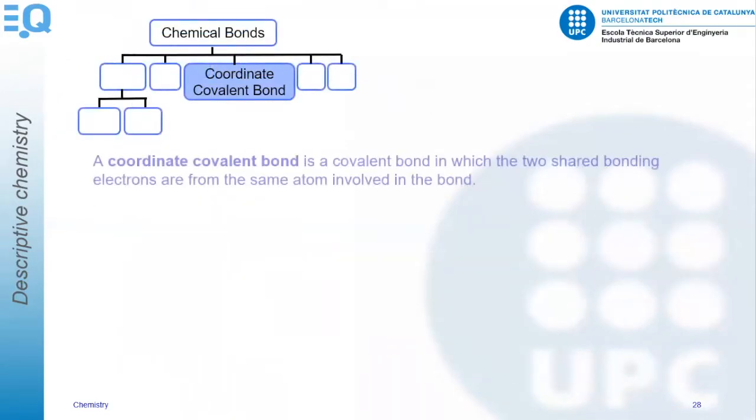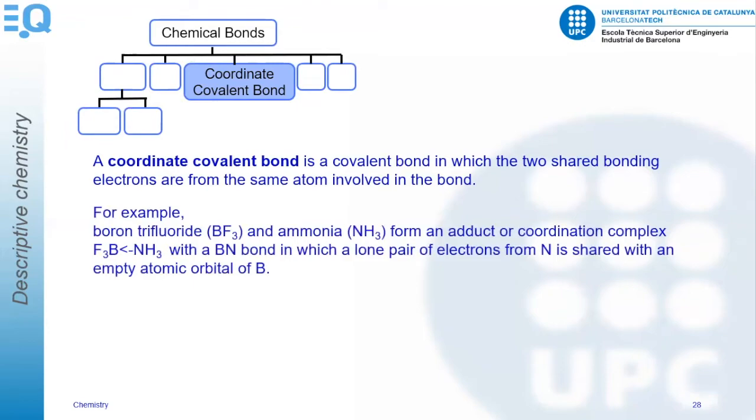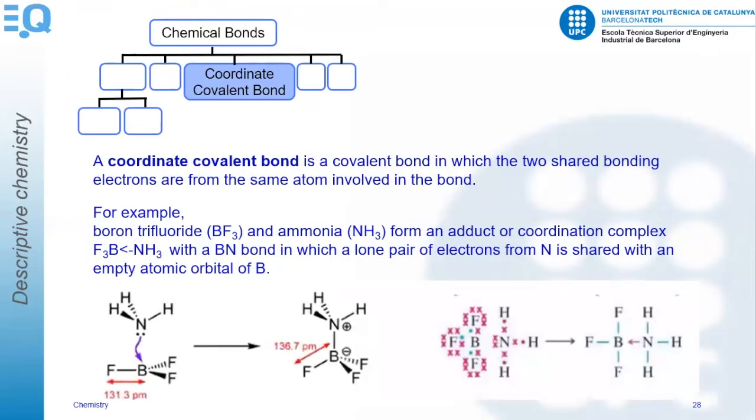Now let's have a look at a coordinate covalent bond. These ones are very interesting. They are formed when the two shared electrons come from the same atom, from the same molecule. That is different from what we've seen before in the different covalent bonds. So be careful. In this case, if we have a look, for example, at the boron trifluoride and ammonia, the nitrogen has a pair of electrons, and they are shared with an empty atomic orbital on the B.